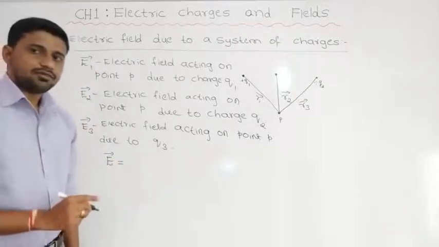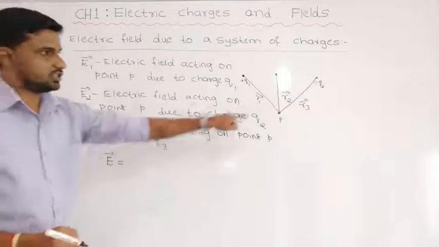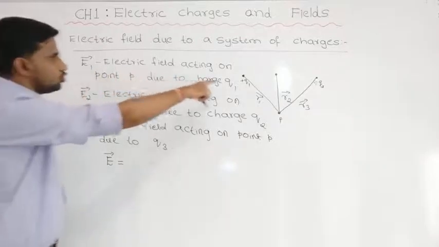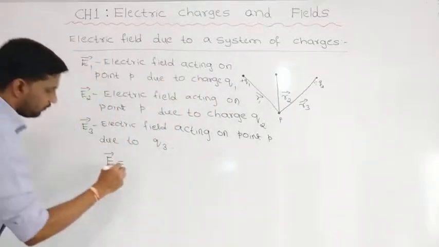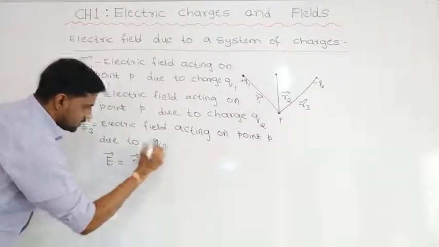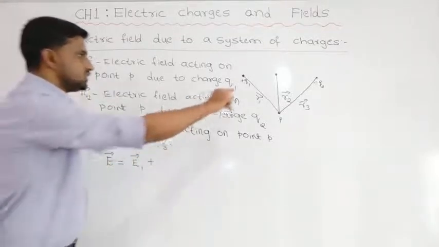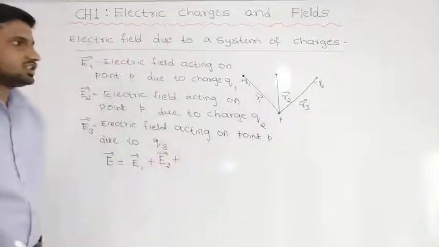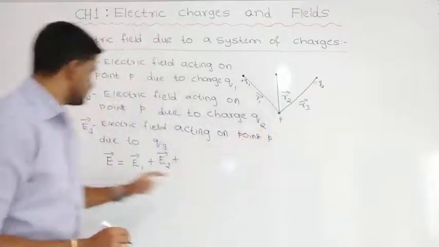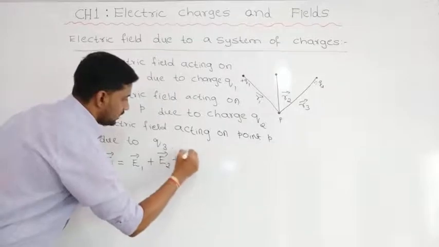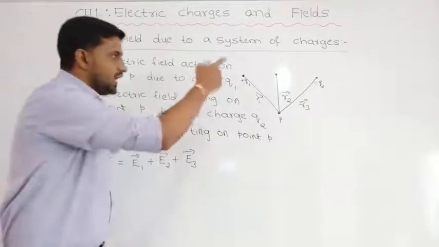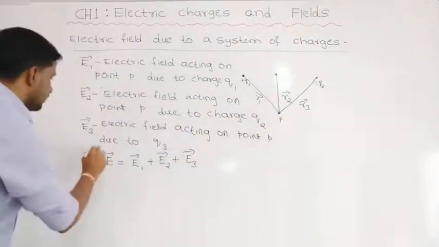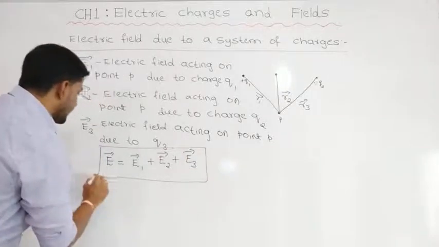the vector sum of the electric fields due to the individual charges. That means due to Q1 I am taking the electric field as E1 vector, so E1 vector plus the electric field due to charge Q2 on P, which is E2 vector, plus the electric field due to charge Q3 on P, which is E3 vector. Like that I have to take the vector sum of all the electric fields due to the individual charges acting on point P. So this is the way to find the electric field at any point due to a system of charges.